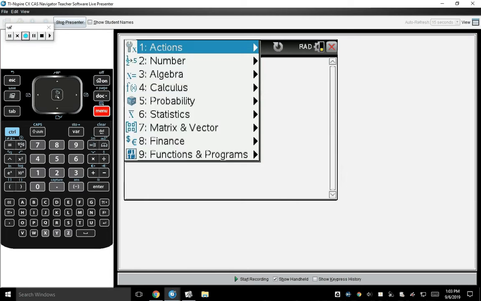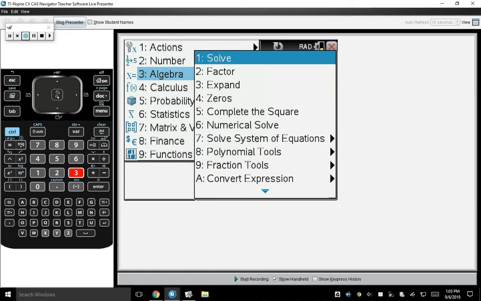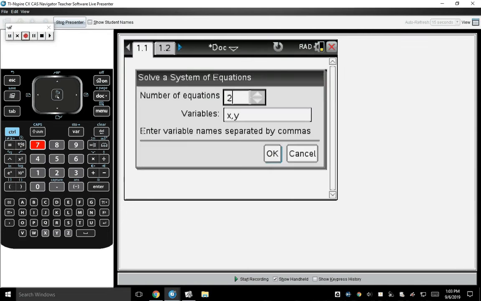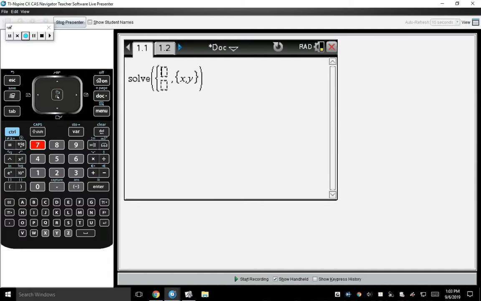So, menu, 3 for algebra. Look at number 7. Now I'll press number 1. How many equations did you see in our example? 2. We only have 2 variables. Guys, you're going to be working with some that have 3 variables. It's just more algebra, that's all it is. So press enter right now.